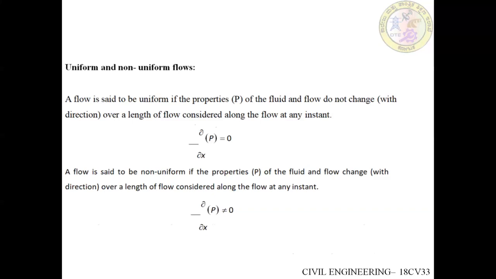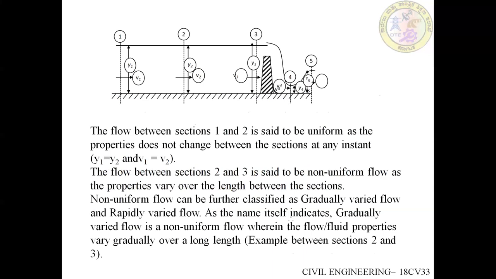So ∂P/∂X is not equal to 0. In this figure, we can see the various types of fluid flow. At sections 1 and 2, the flow is said to be uniform because the property of the flow is not changing between sections 1 and 2 at any instant. Here y1 will be equal to y2, v1 will be equal to v2.